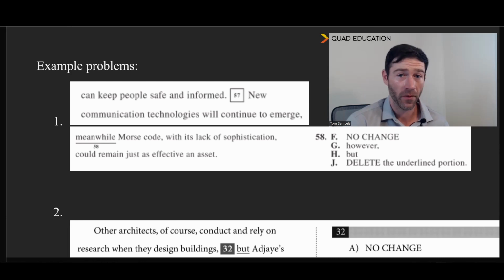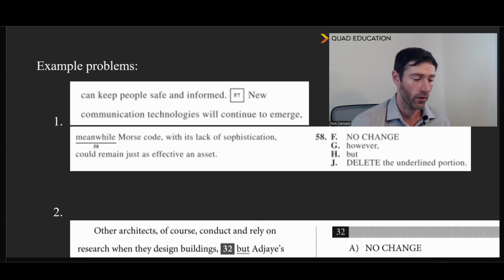Okay, two example problems as usual here. And so usually I make these myself, but today I've decided to lift these from real tests just to show you that this is exactly how they'll be presented to you. So go ahead and give the first one a try and see how you do. Okay, let's take a look.